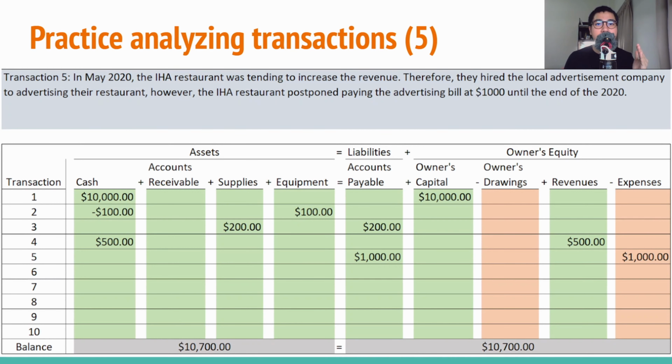Okay, now when I'm talking to here, you guys are gonna question like, why is the equation still balanced when just increasing two categories on the right side?